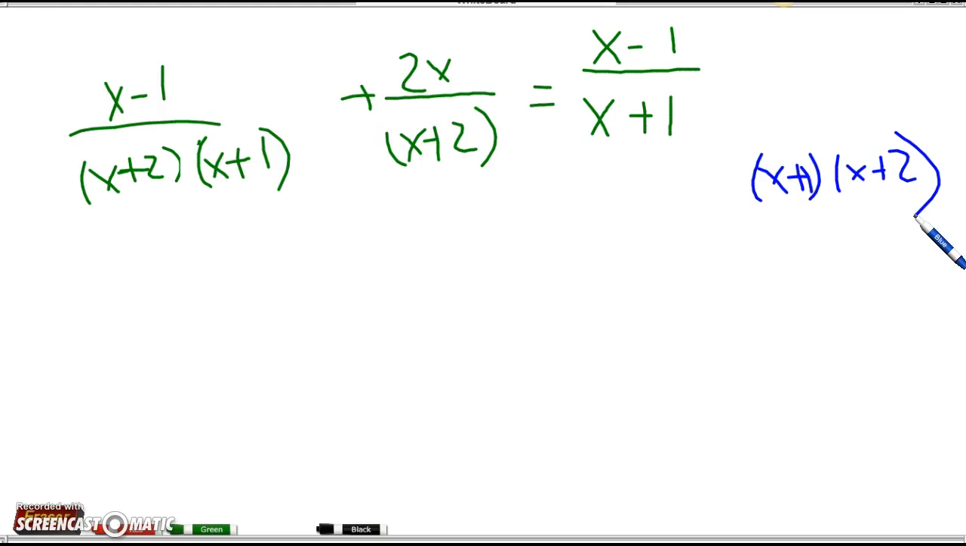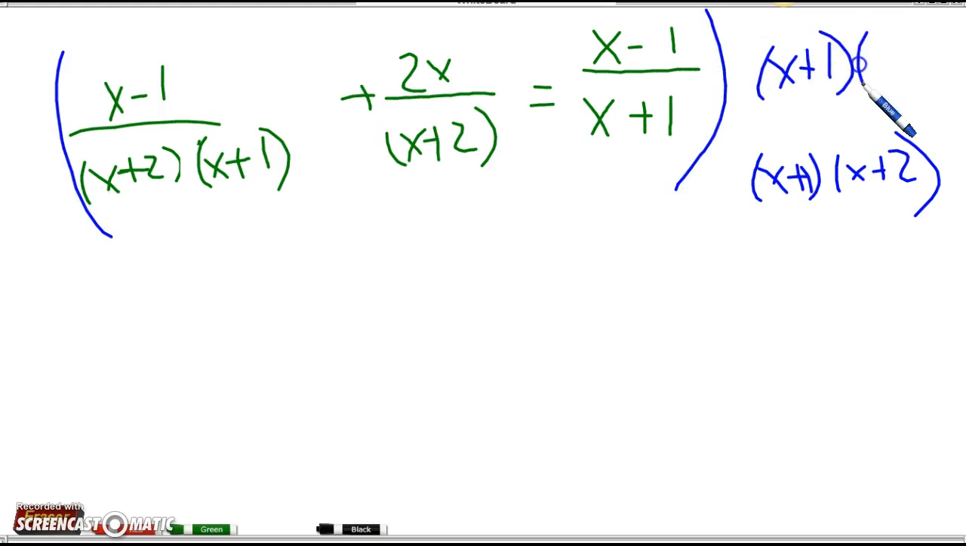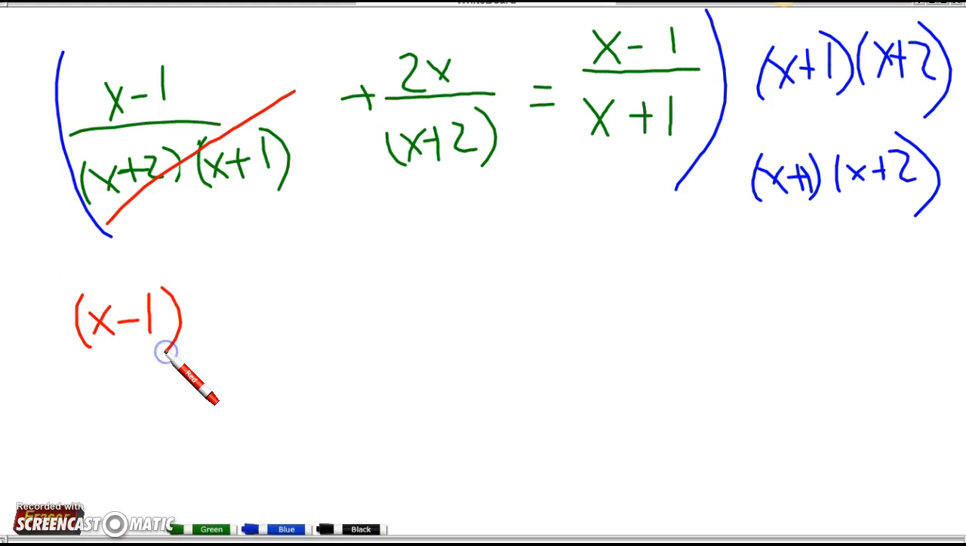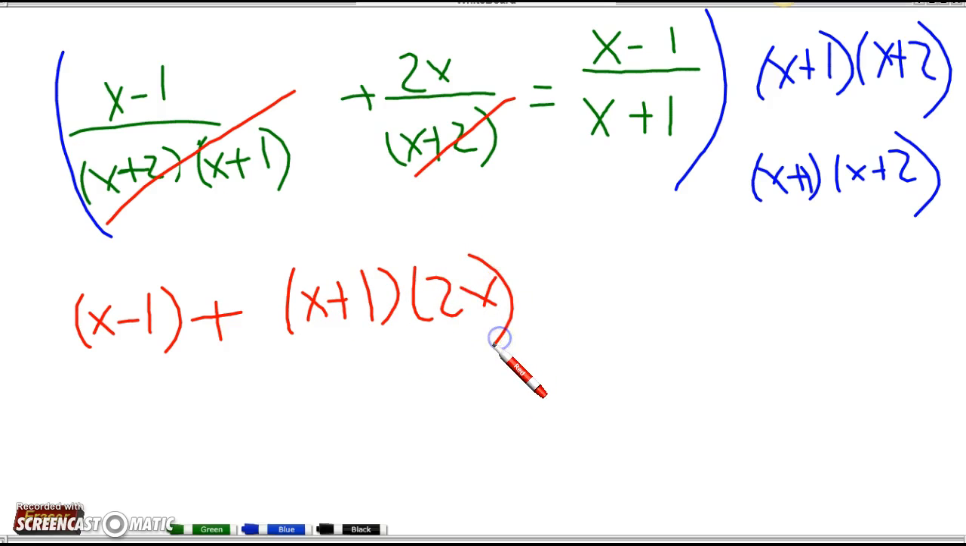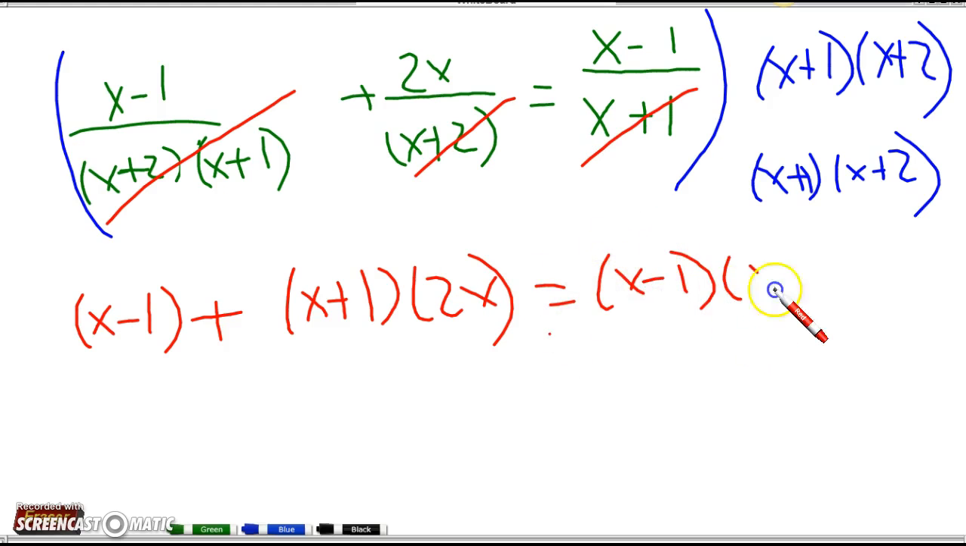Okay, so I will multiply everything by x plus 1 and x plus 2. For the first one, my x plus 1 and x plus 2 totally cancel out, and I'm left with just x minus 1. Plus, for the second one, my x plus 2 cancels out, and I'm left with x plus 1 times 2x. And for my other side of the equation, my x plus 1 cancels out, and I'm left with x minus 1 times x plus 2. So this is a lot to solve.